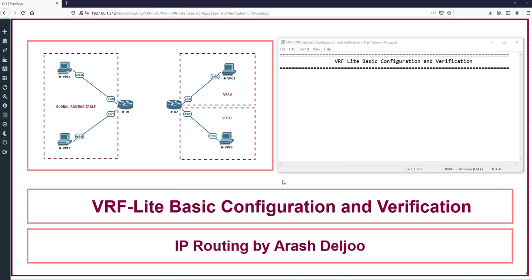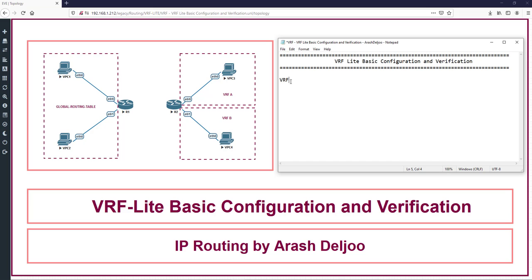VRF Lite. In this video, I'm going to talk about VRF Lite and how we can configure VRF Lite and also how we can verify the VRF Lite. What is the VRF Lite? Let me show you the VRF Lite and talk about it.